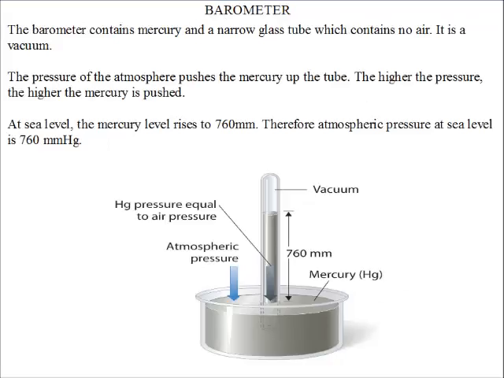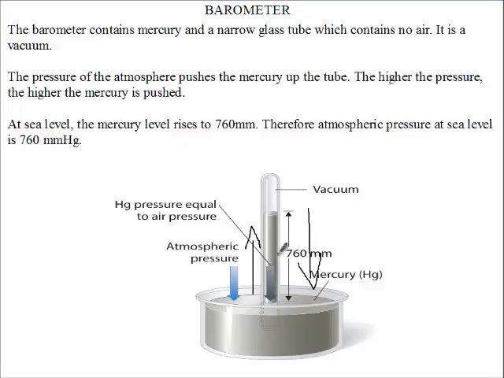Now let's see how this measures pressure. The atmospheric pressure will push on this mercury. Once the atmospheric pressure pushes on this mercury, it causes the mercury in the glass tube to rise.